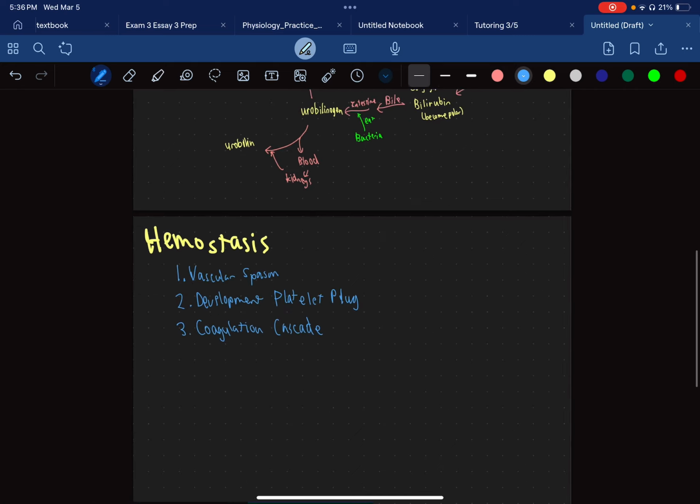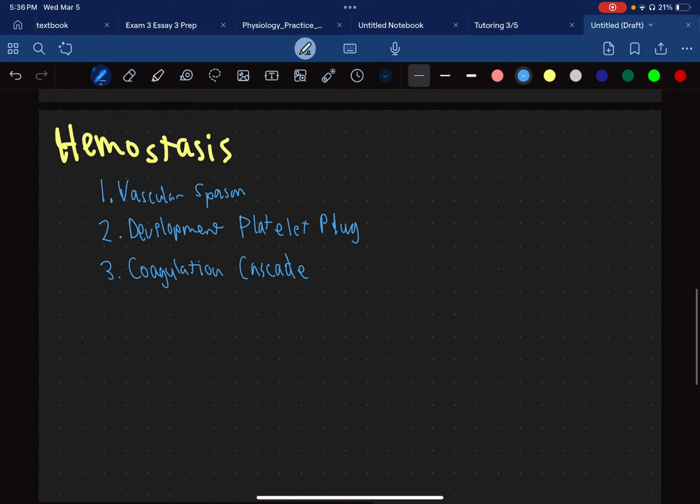So basically, what's going to happen here is, say we have our basement membrane here. It's collagen mostly, and then we have a blood vessel, the wall of a blood vessel. We've got these endothelial cells, and a cut happens. So there's a cut in this blood vessel. The first thing that's going to happen is something called a vascular spasm.